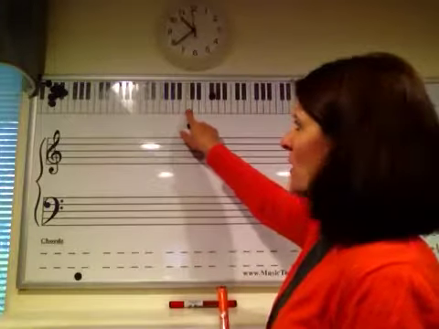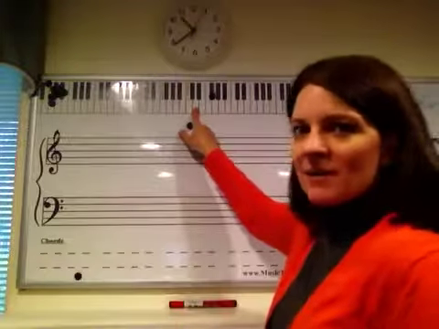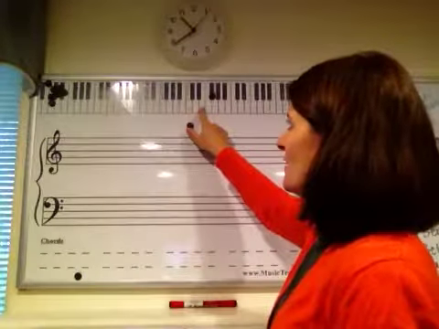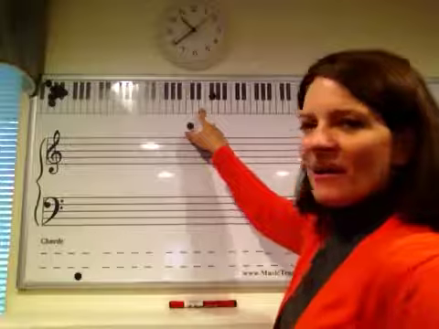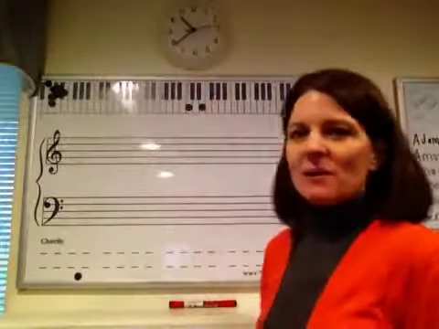keys, we can count distance. From this key to this key, 1, 2. That's a second. From this key to this key, 1, 2, 3. That's a third. So it's super easy if all we're doing is counting from white key to white key.